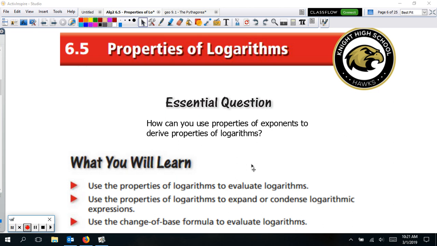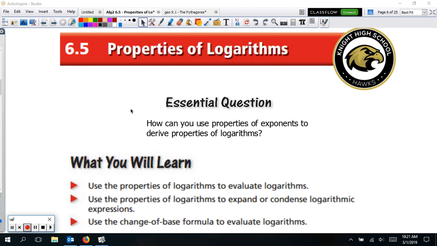Hey guys, so here we are with 6.5, properties of logarithms. So we've already looked at what logarithms are, that they are the inverses of exponential functions, that they are equal to exponents. So when we're trying to calculate a logarithm, we're trying to find the exponent that we would raise the base to give us the number.